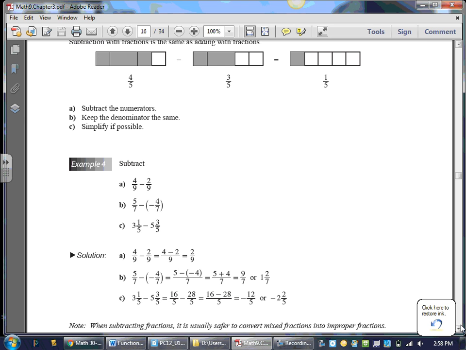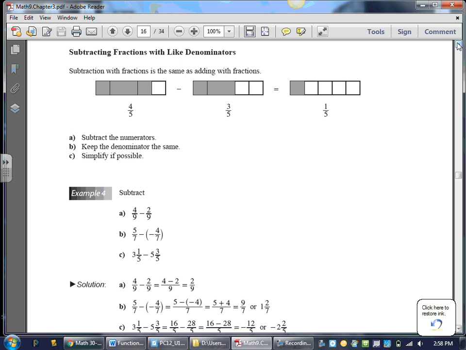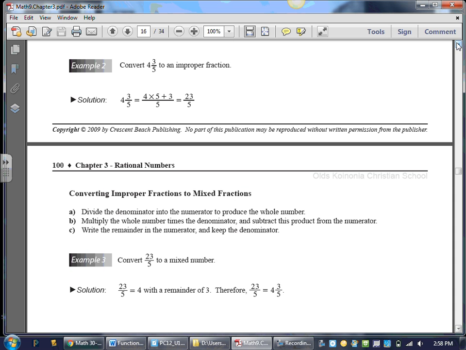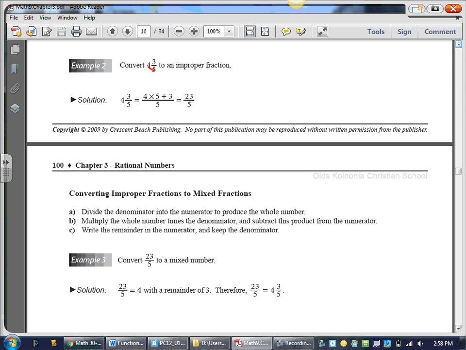But coming up here, of course I went too far. There's a little bit of review on example number 2 about how to convert 4 3/5 to an improper fraction, if you can't remember. So the quick way is to go 5 times 4 is 20, and then add the 3 and leave it over the 5. Okay, so that's 23 over 5.